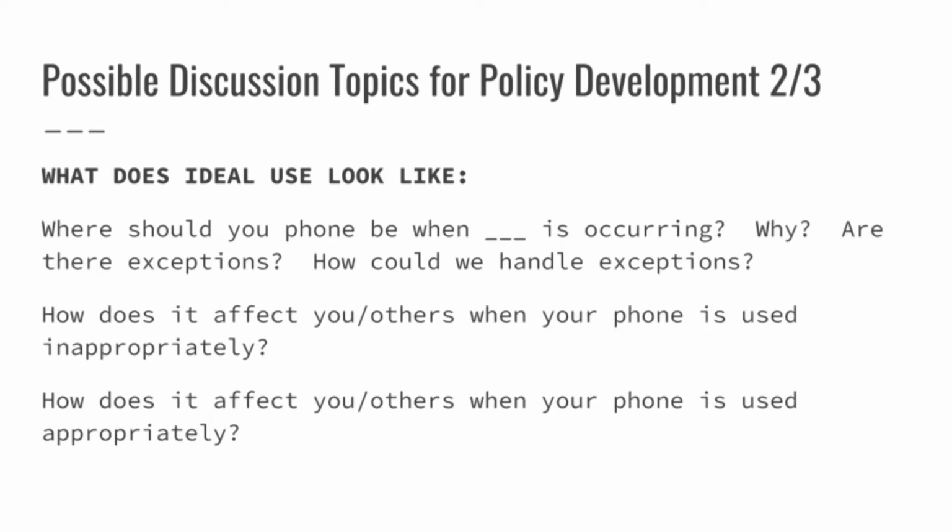What does ideal use look like? In other words, what does it look like when everything is working great during class? You could ask students, where should your phone be when blank is occurring? Why? Are there exceptions? How can we handle exceptions? How does it affect you or others when your phone is used inappropriately? How does it affect you or others when your phone is used appropriately? These questions help students identify natural consequences for using a phone appropriately or inappropriately. We need to help students connect their behavior with results.